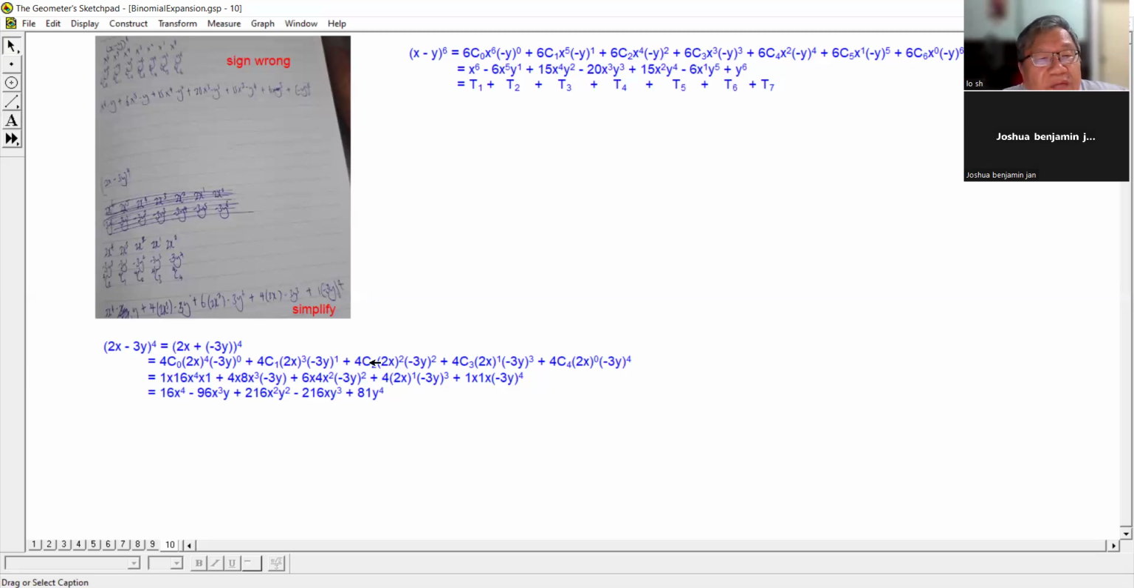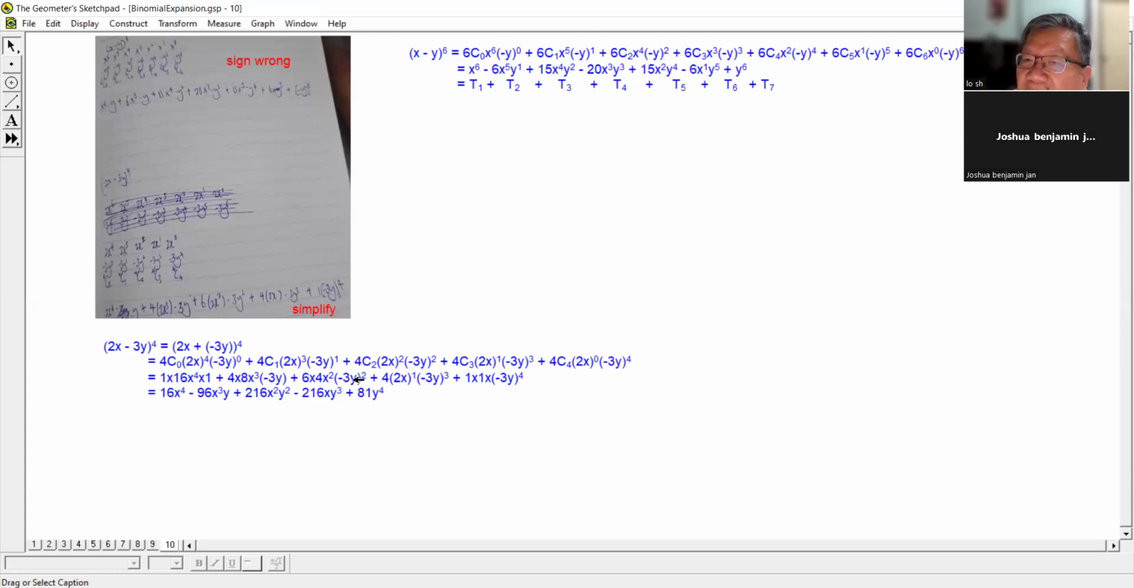Right? So next one, 4c2, 6. 2x to the power of 2, 4x squared. Negative 3y squared. This one you have to know. Negative 3y squared. Of course, I put down there negative 3y squared.